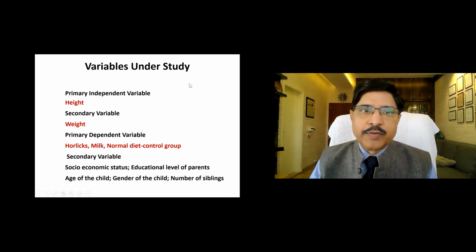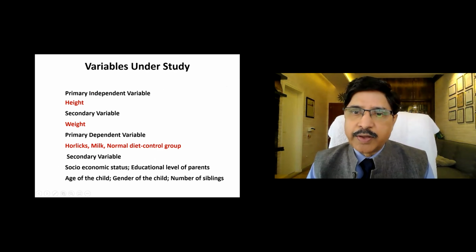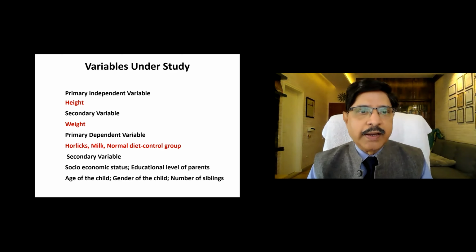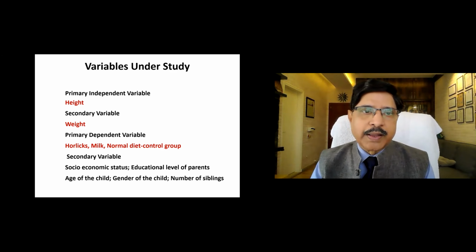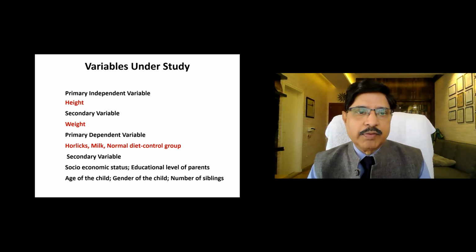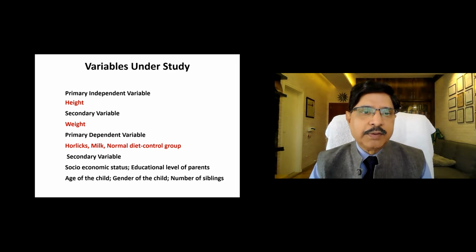Okay, so variables under the study. What are the variables? There are two types of variables. One is called the primary independent variable, and then the dependent variable. So height and weight are the primary variables, and the other is what you are giving: Horlicks, milk, normal diet in the control group.